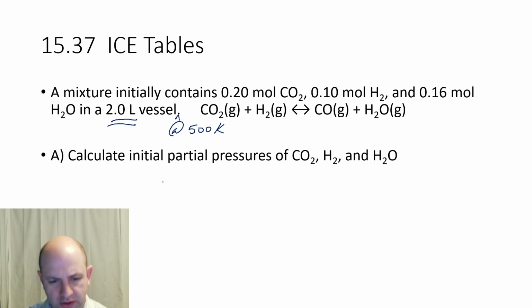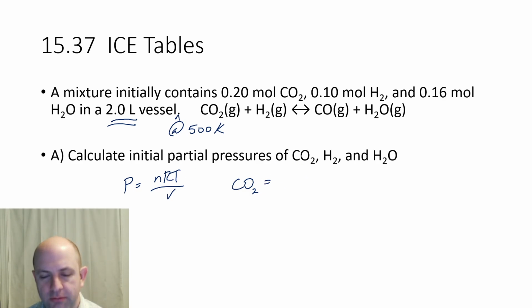To get the partial pressures, we use the ideal gas law, PV equals nRT. So in this case, the pressure will equal nRT all over the volume, so that's why we needed that 2 liters. When we plug this in for the various gases, I'm going to be a little bit lazy and leave off units. For the carbon dioxide, it's 0.20 moles times 0.08206 liter atm over mole Kelvin. For the temperature, we said it's 500 Kelvin.